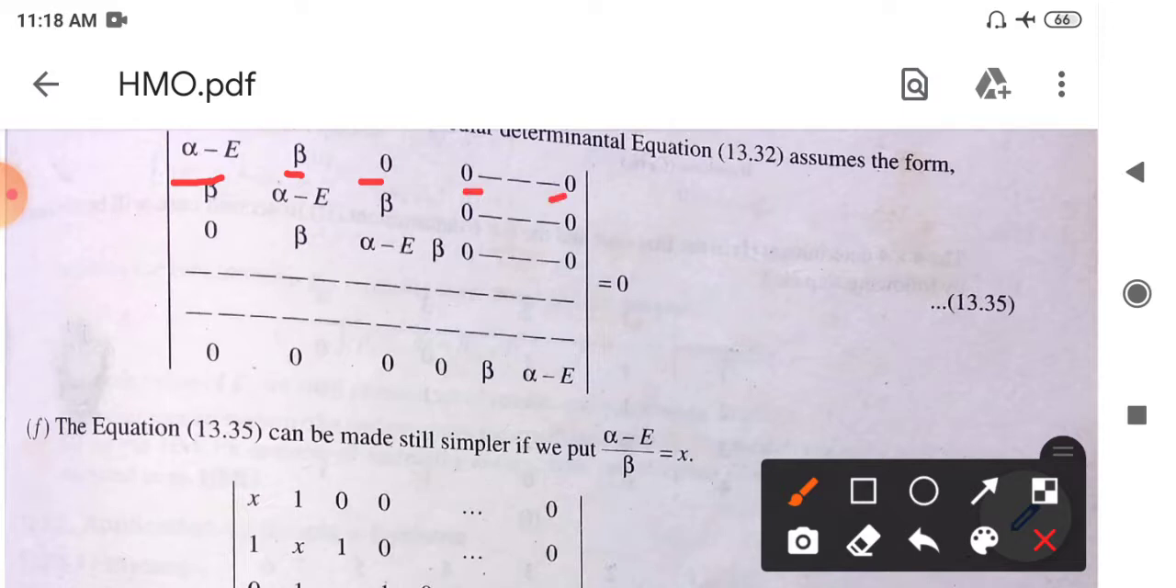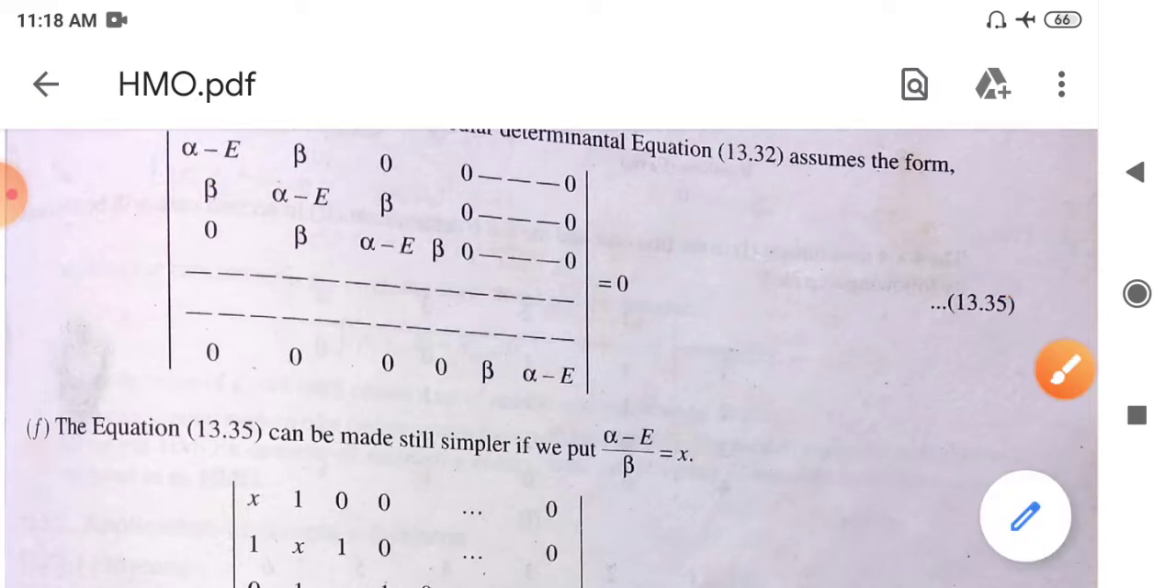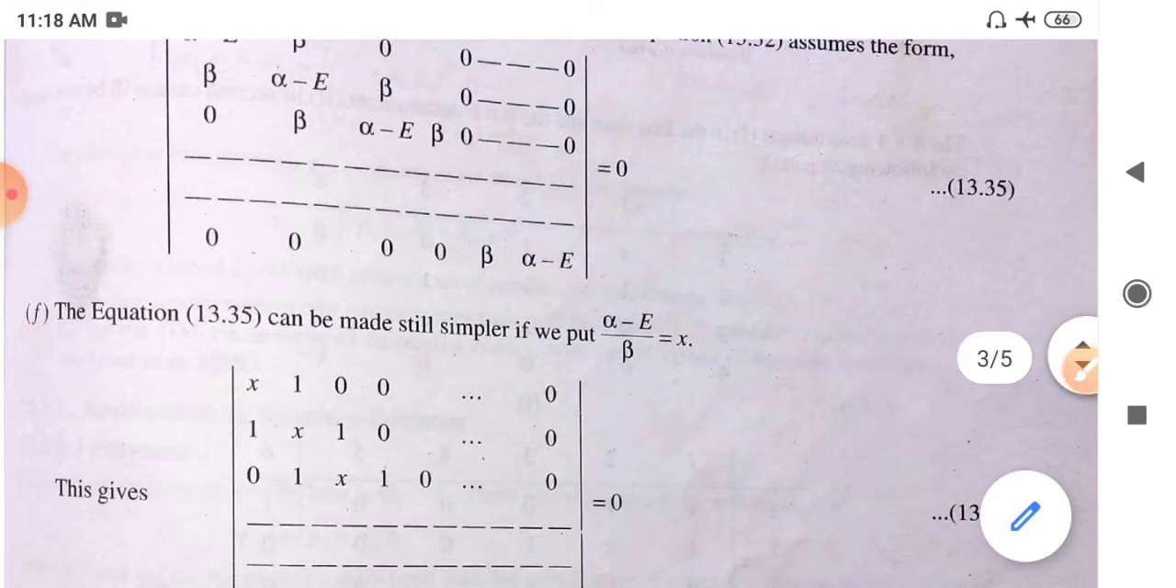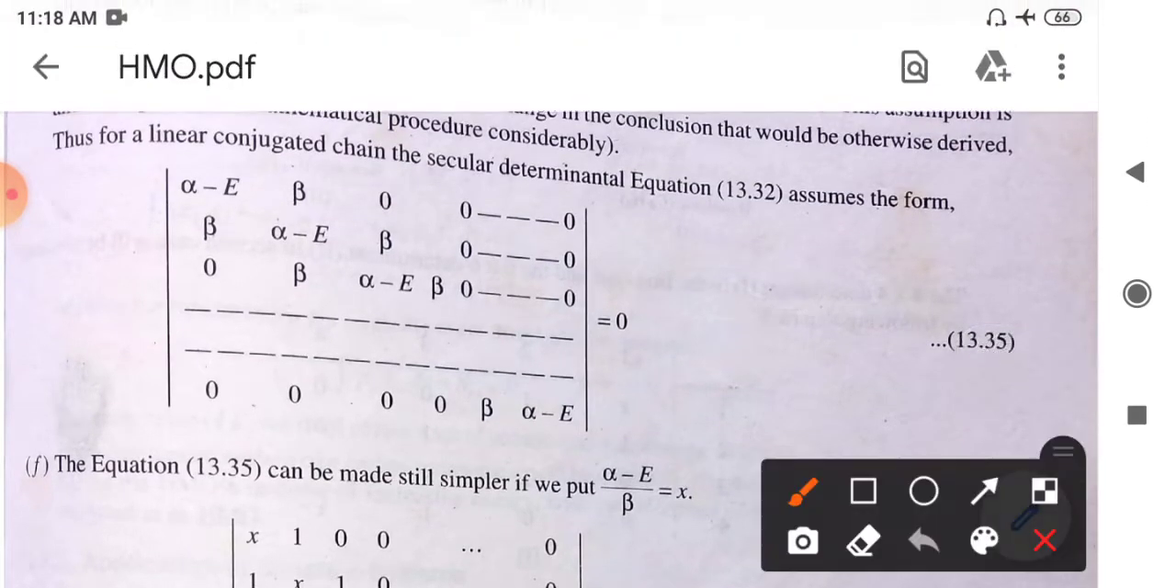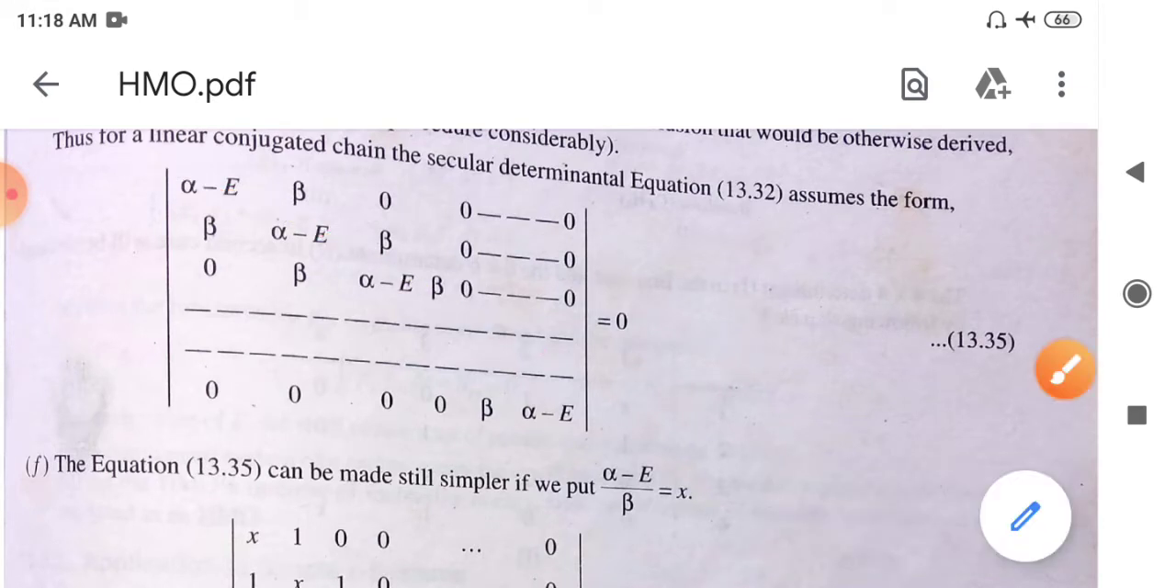Why is it so? Because suppose this is a linear chain of carbon atoms: first, second, third, fourth. One is attached to 2 and this 2 is attached to 3. So if you want to extend this system, then only the adjacent terms come out to be the beta value, and the non-adjacent terms come out to have 0 value. So here we can see this diagonal element is a constant, which is nothing but the integral of the self orbitals.